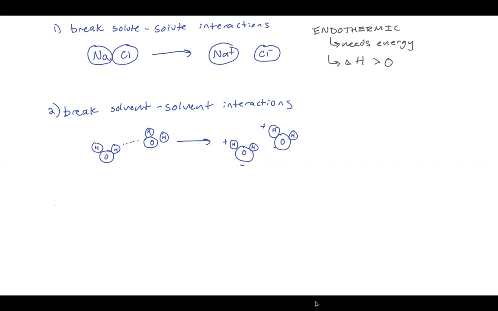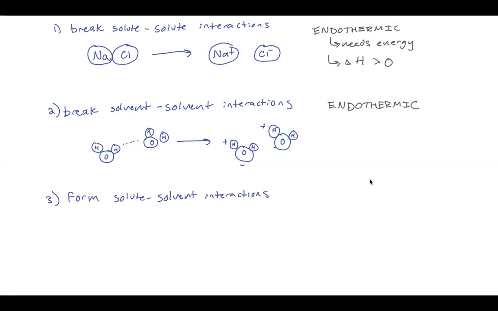So if you can see, we have a positive charge near our hydrogen and a negative charge near our oxygen because that oxygen is pulling those electrons towards itself. So this is also an endothermic reaction, okay? It needs energy and the delta H value is greater than 0.